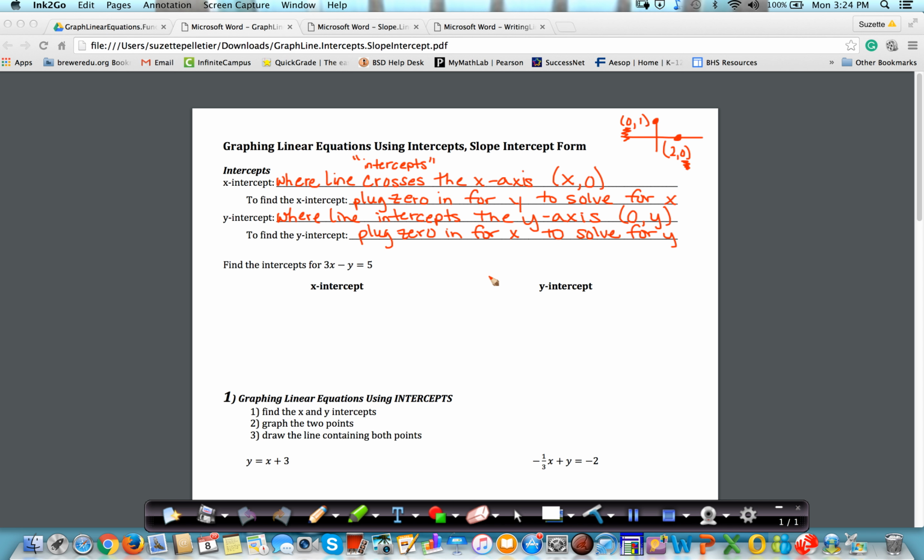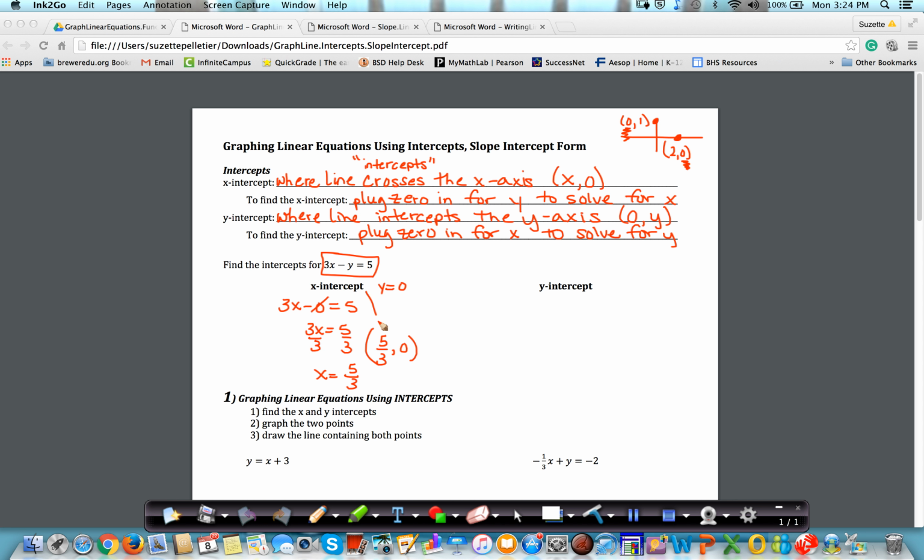Let's practice that. So we're going to find the intercepts for this equation. Where does that equation cross the x-axis? Where does it cross the y-axis? If I'm looking for the x-intercept, I'm going to plug 0 in for y. So 3x minus 0 equals 5, and then I have to divide by 3. So the x-intercept is at 5/3. Okay? So it crosses at (5/3, 0).